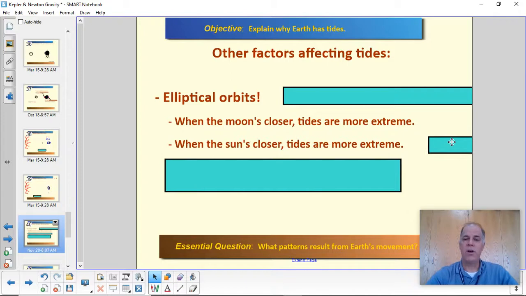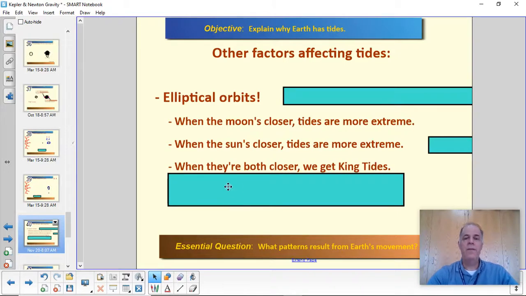And likewise, when the Earth is closer to the sun, then the sun's tides become slightly more extreme, right? And when we combine those two, when the moon happens to be closest to the Earth at the same time that the Earth is closest to the sun, then we get the most extreme tides. We call these the king tides. They happen once a year. It's when the moon is closest to the Earth and when the Earth is closest to the sun. So the tidal effects are the most extreme for both. And when you add them together, you get the absolute highest high tides of the year and the absolute lowest low tides of the year. Those are called king tides.